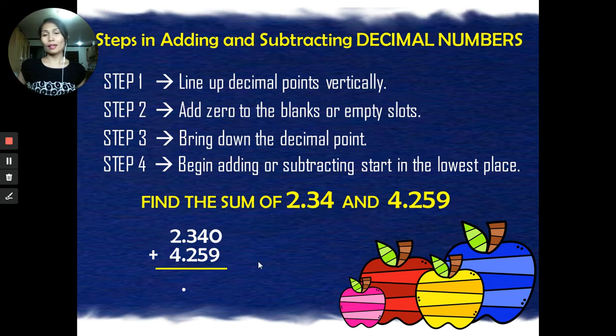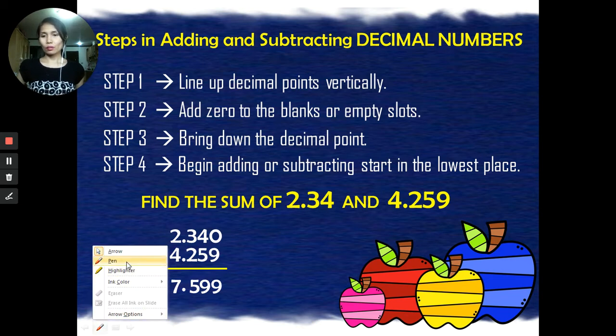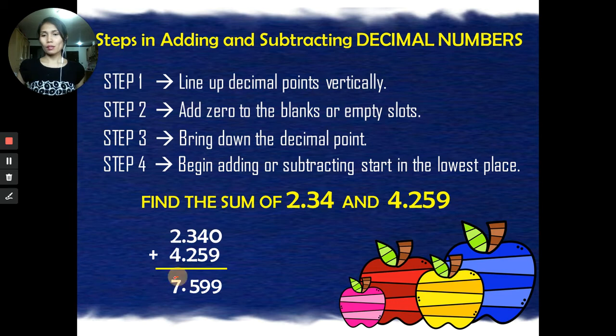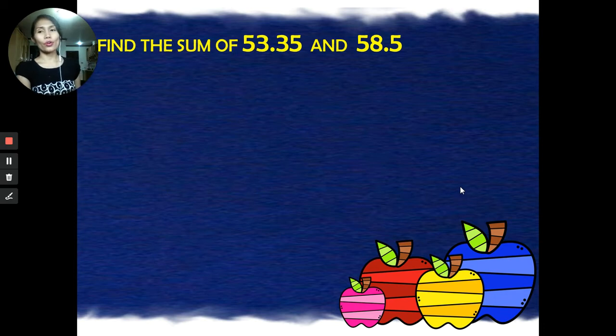0 plus 9 is 9. 4 plus 5 is 9. 3 plus 2 is 5. And 2 plus 4 is, oops, that should be 6. Or is it 7? Okay, that is wrong. That should be 6. All right. So that's our answer, 6.599, or 6 and 599 thousandths. All right. So let's try another problem.